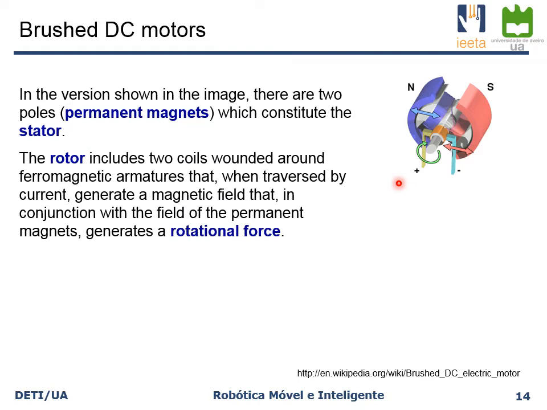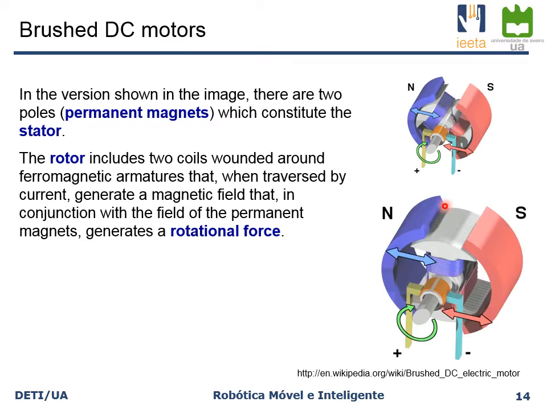And then you have the rotor, which is this inside part that includes, in this case, two coils, the one on the left and the one on the right. And these are wound around ferromagnetic armatures, and when these coils are traversed by a current, they generate a magnetic field that, in conjunction with the permanent magnets, tends to generate a rotational force in order to align the magnetic fields generated in the rotor.